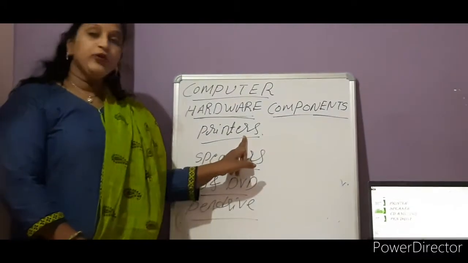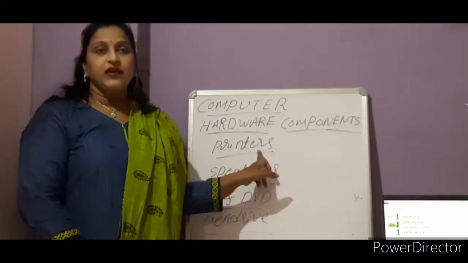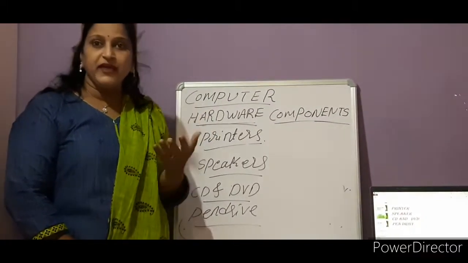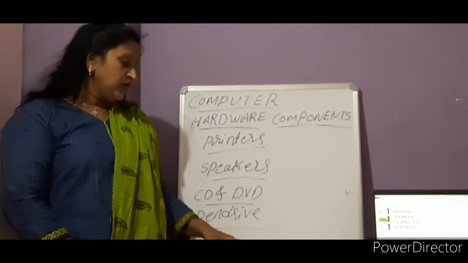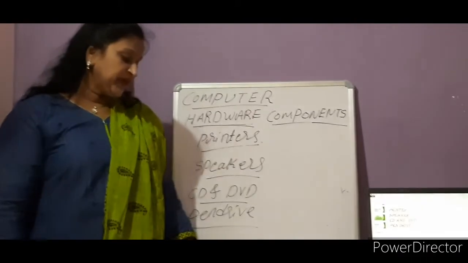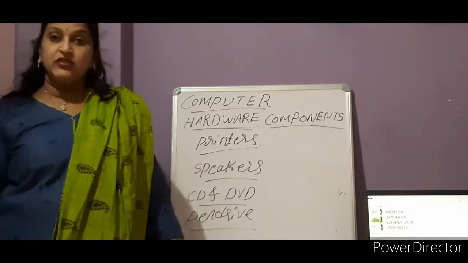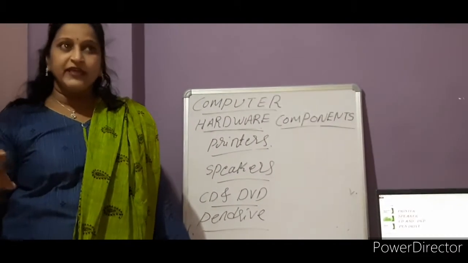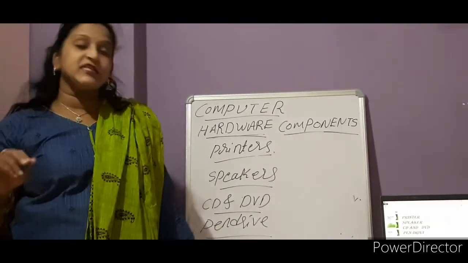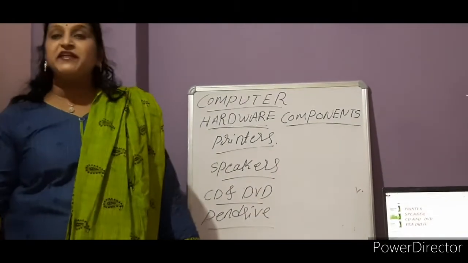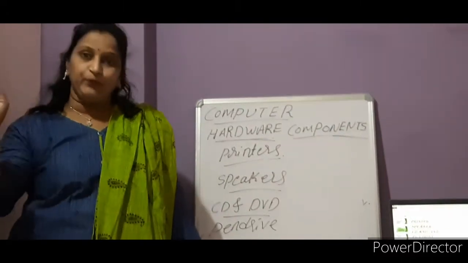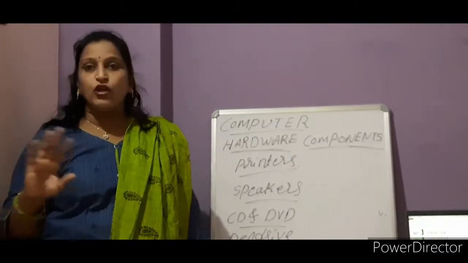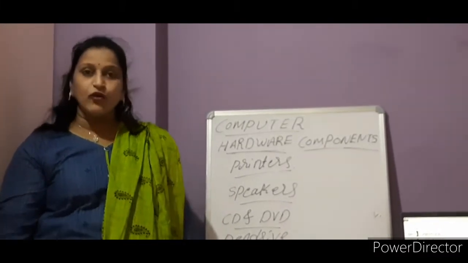Printers. Now here there are three types of printers. Commonly we use the inkjet printer and the laser printer, in school also and outside in the market. But the dot matrix printer is different. Only the dots will come. That is used for other purposes, not for school and bank purposes. There are three types of printers.